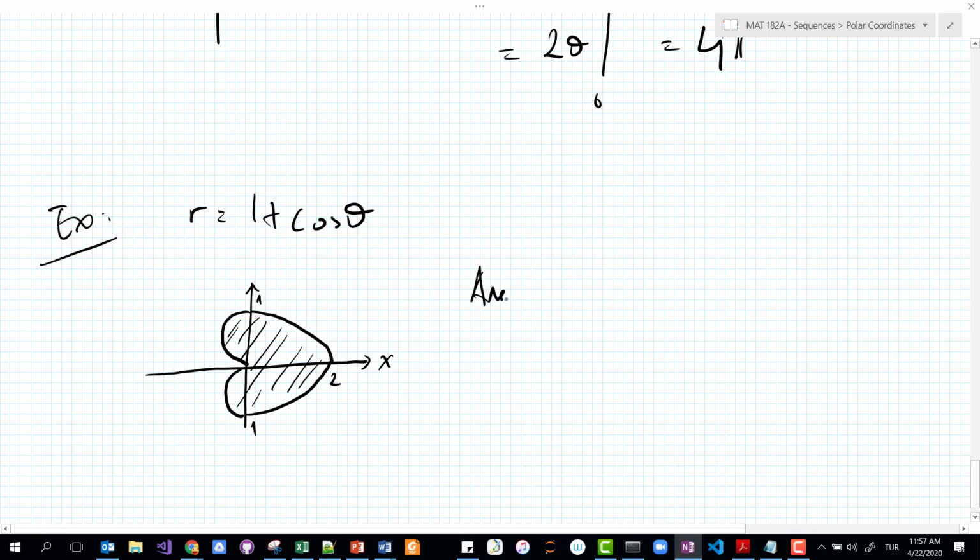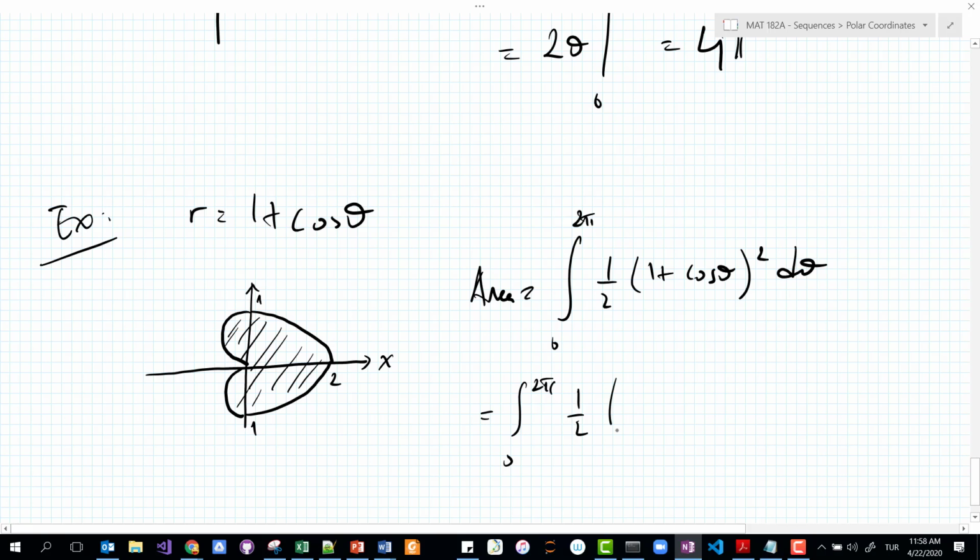So the area will be the integral from 0 to 2 pi of 1 over 2 times r squared. What is r? r is equal to 1 plus cosine theta, squared, d theta. Do you remember how to take the integral of this function? From the trigonometric substitution, if you remember, we have the integral from 0 to 2 pi of 1 over 2 times 1 plus 2 cosine theta plus cosine squared theta d theta.